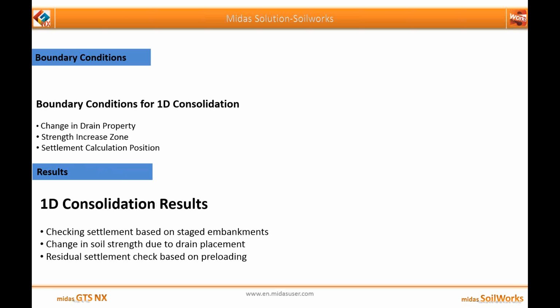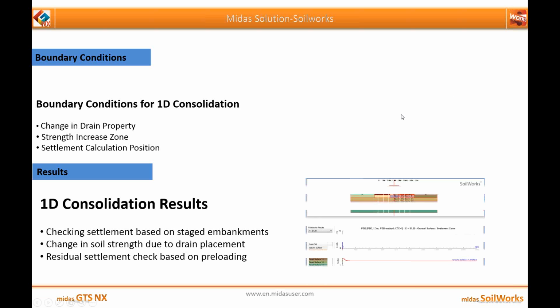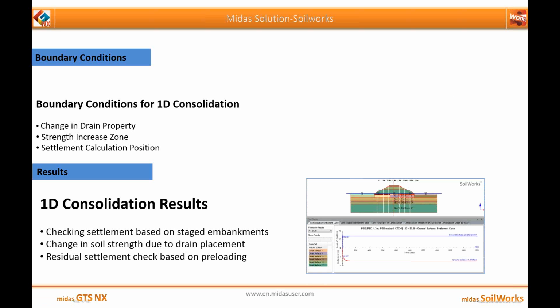Next, the boundary conditions which we'll be using while performing the 1D consolidation are change in drain property, strength increase zone, and you have to determine the settlement calculation position, which becomes very important with 1D consolidation analysis. Now, in the results with 1D consolidation analysis, you can check the settlement based on stage embankment when you are creating the embankment in stages, change in soil strength due to the drain placement, the effect of the drains on basically the consolidation, and the residual settlement check based on the preloading.